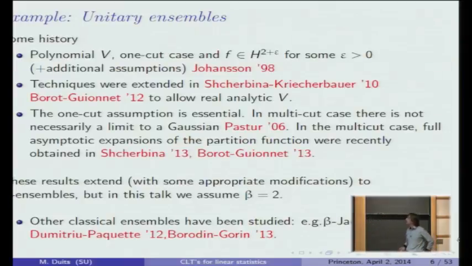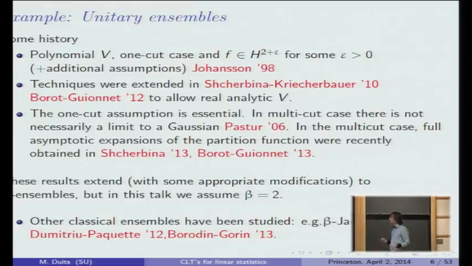Some history about this theorem. For polynomial V, a one-cut case, and for sufficiently smooth f, so f is H^{2+epsilon}, this has been proved by Johansson in '98, and later this was extended by Shcherbina and Kriecherbauer and Borot-Guionnet recently also to allow real analytic V. And actually there has also been a complete expansion of the linear statistic if your test function is analytic. So the one-cut case is essential here in this theorem.